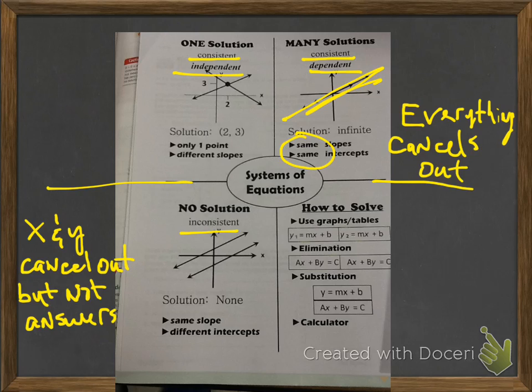When you do this by elimination, if everything cancels out, that's many solutions, consistent, I'm sorry, dependent. No solution, parallel lines, would be an inconsistent system. If you're doing elimination, the x and y cancel out, but not the answers. You'll see what I mean by the examples in a second.